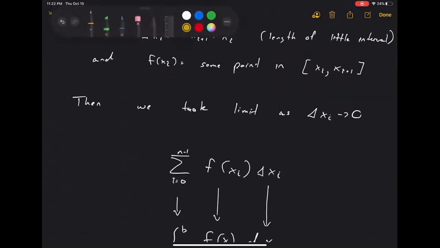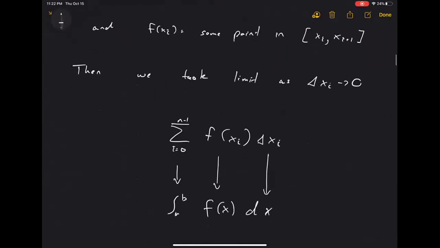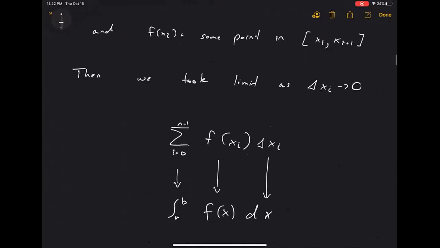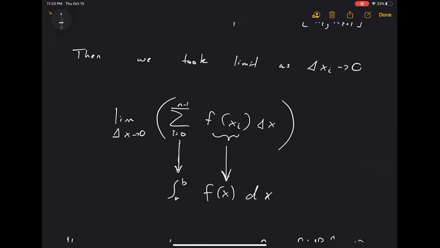So if we take the limit as that delta x, the width of the rectangles, gets smaller and smaller, we should end up with our actual area. This limiting procedure is how we arrive at our integral. So we take the limit of this Riemann sum as delta x goes to 0, and it becomes our integral. The summation sign becomes an integral sign. Instead of having f of xi where xi is some point in a small interval, we just end up with f of x. We're considering all our f of x's.